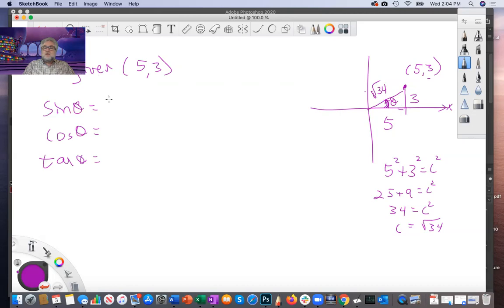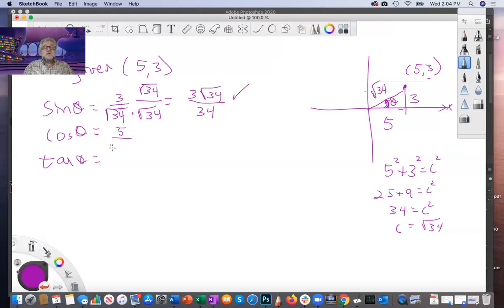So sine theta would be opposite over hypotenuse. And you're probably saying, no, Mark, you can't do that. You have to rationalize the denominator by multiplying by square root of 34 over 34. I am so proud of all of you for knowing that. That is excellent. So this will become 3 radical 34 over 34. That's the right answer.